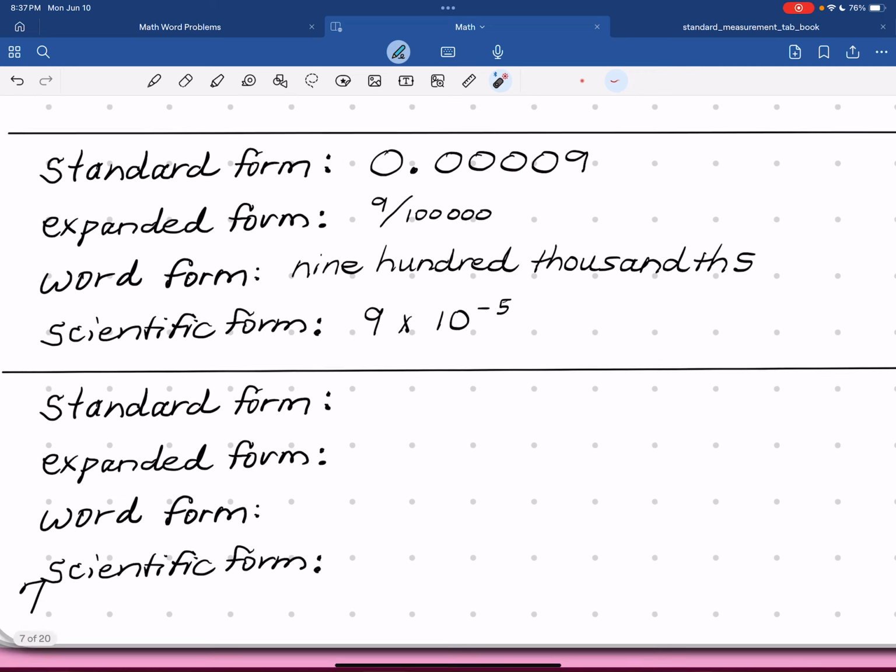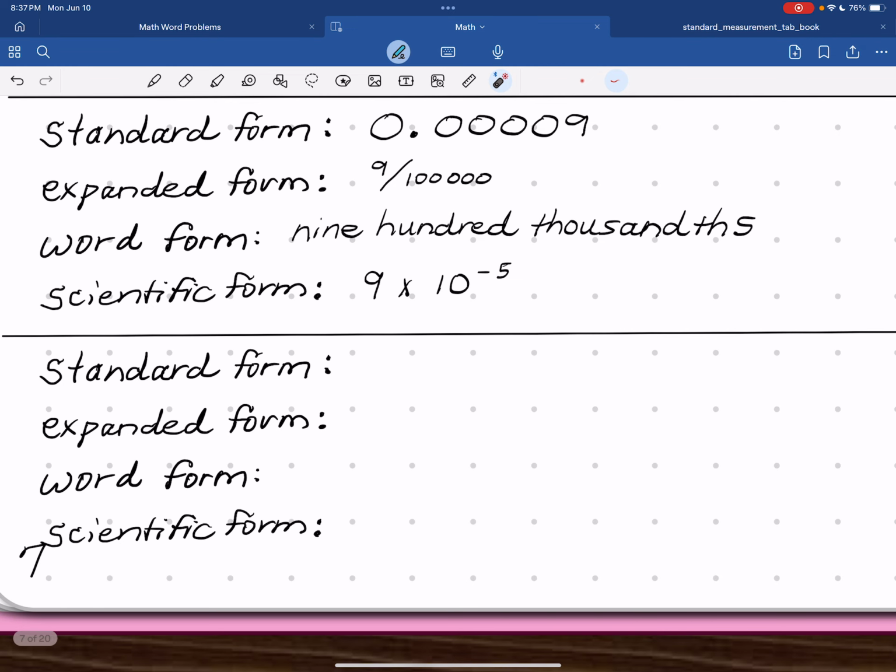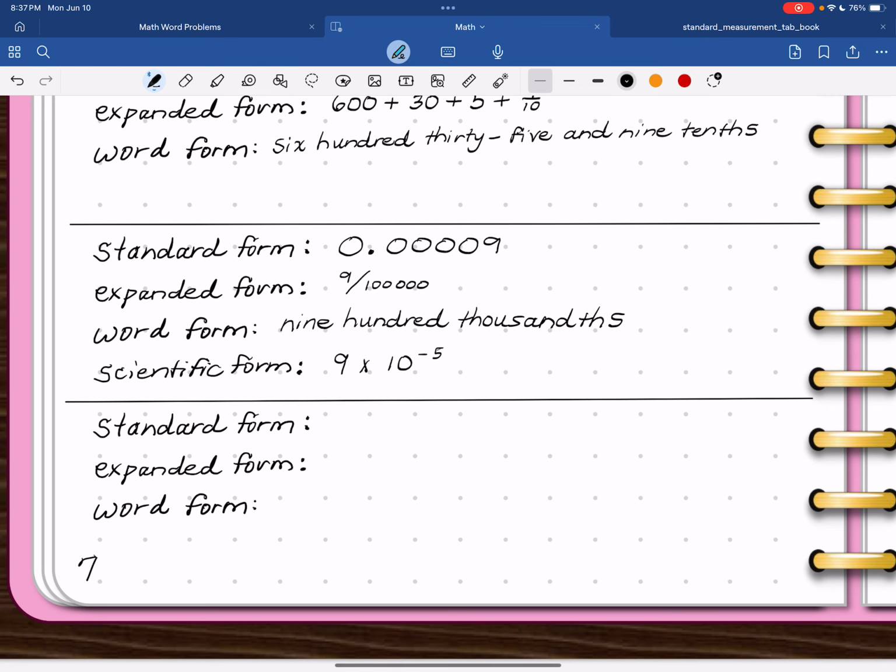All right, one more and I'll hush. I'm not going to use scientific on this one because I want to just focus on a large number for these three forms. So let's do 103,005,005.005.